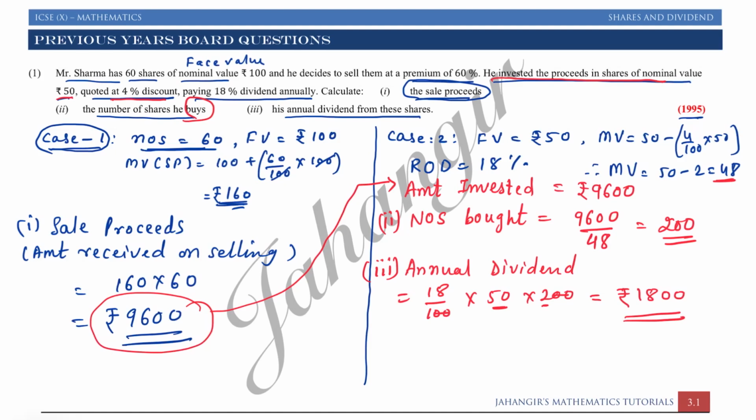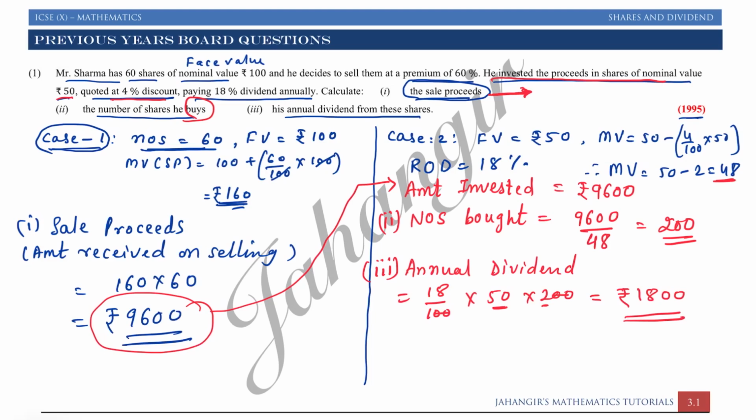Hope this question is very much clear to you. Here we have a very simple concept in which the first case is given, in which number of shares, face value and market value are given. In the first part they are asking the sale proceeds. So you have to keep in mind the definition of sale proceeds: the amount received on selling the first company's shares. Whatever shares he sells, and whatever amount you get on selling, that is called sale proceeds, which means he is investing that amount in the next company.